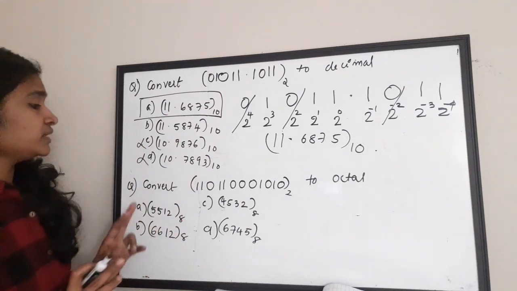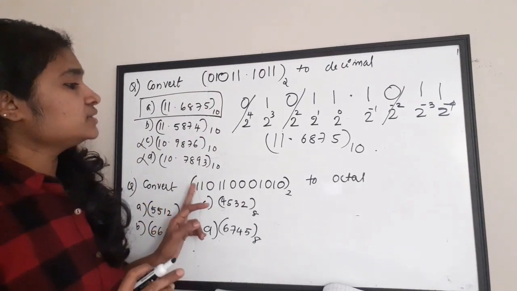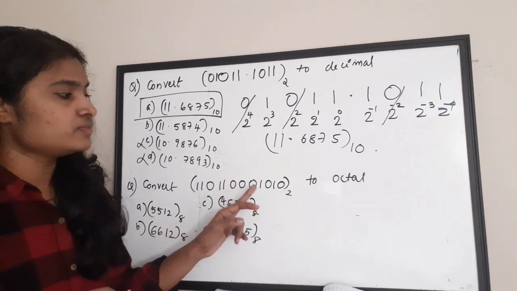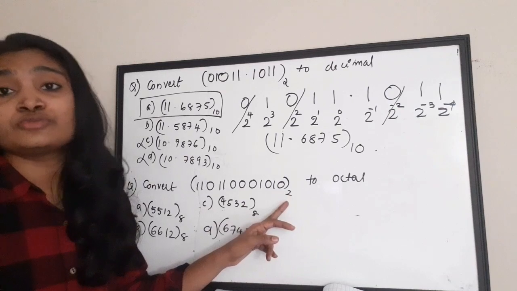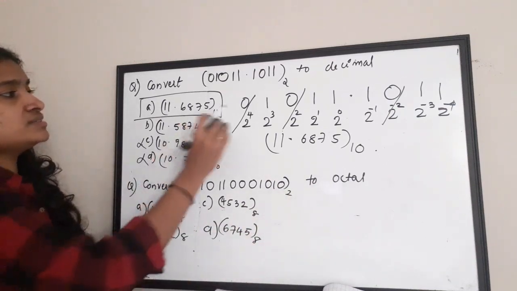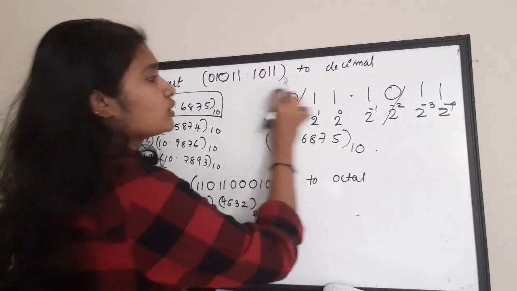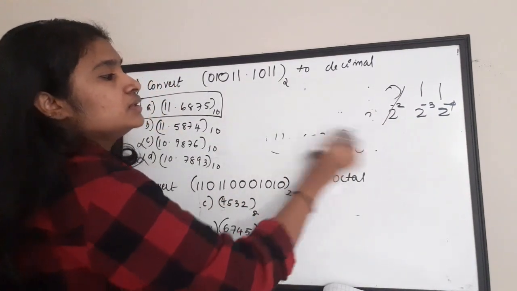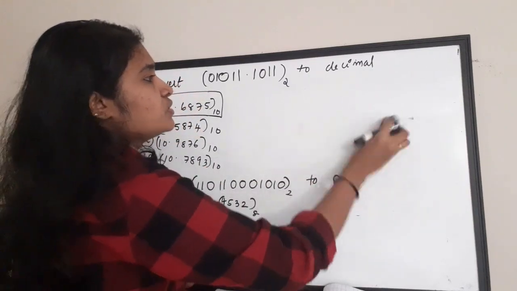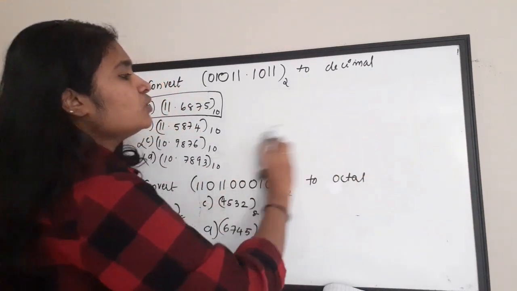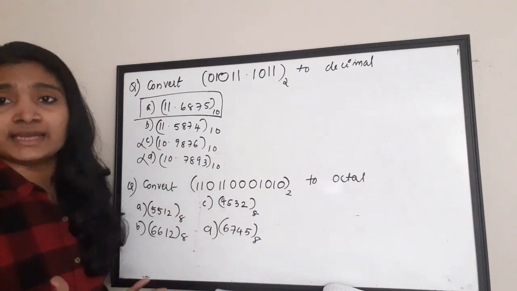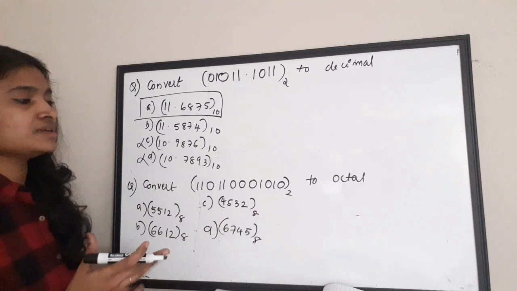Next question. Convert this number, 110110001010 to the base of 2. It is given in binary format, to octal. So, we have discussed a question of converting octal to the binary format. Now, we are going to convert binary to octal. I have tried to include all the conversions in this video. So, please do watch this video till the end if you are preparing for any electronics based exam.